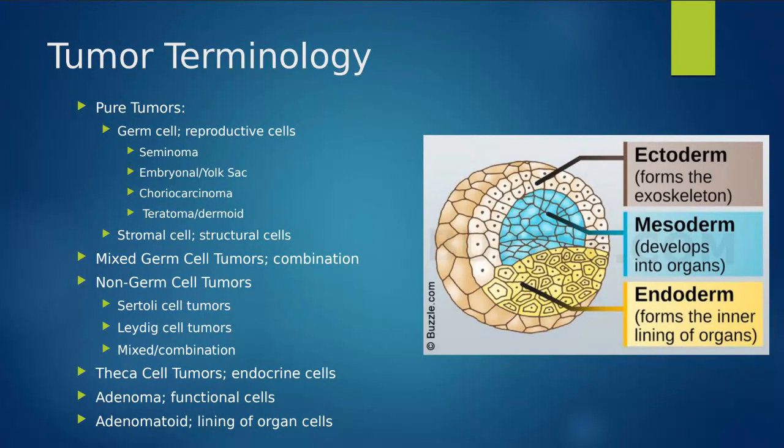So there's some terms that we need to talk about, and we see a lot of these tumors in the male reproductive system and also in the female reproductive system. So we're going to come back to a lot of these over the summer. First, we have what are called pure tumors, and these are comprised of germ cell and stromal cell tumors. Germ cell tumors are any cell that is considered a reproductive cell. There are 3 layers of the germ cell. We have the ectoderm, the mesoderm, and the endoderm.